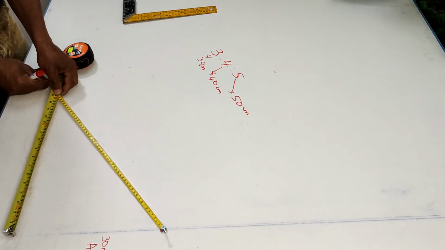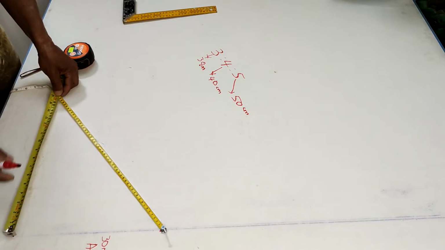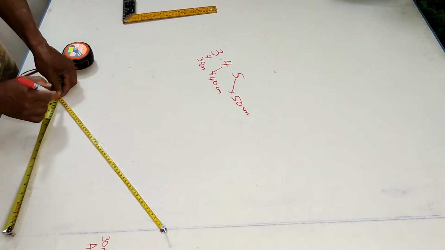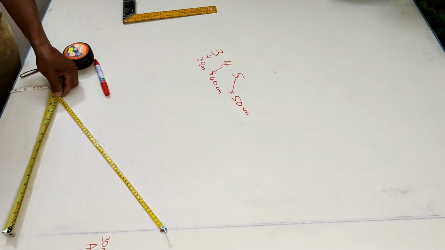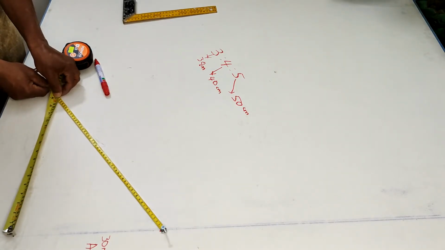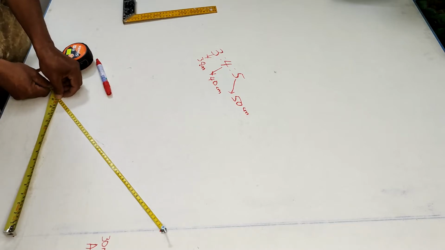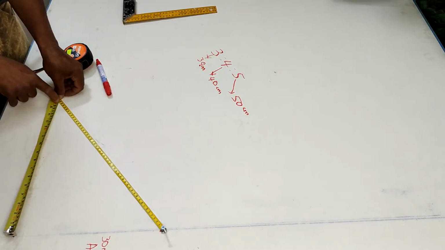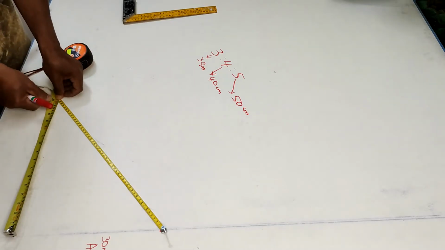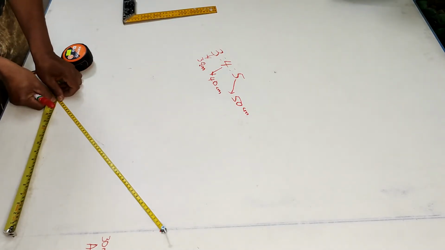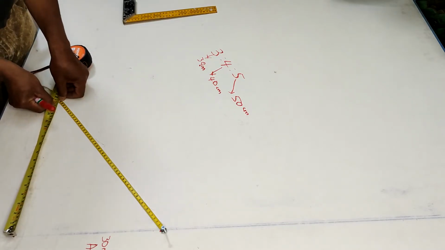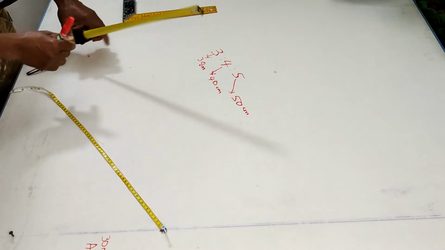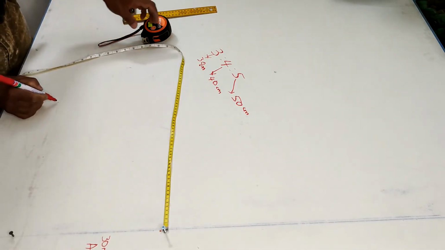And where they meet together, this one will be the right angle. So in this demonstration, this is where it meets together. This is the point. So this is where I'm going to mark right now. This is my point.